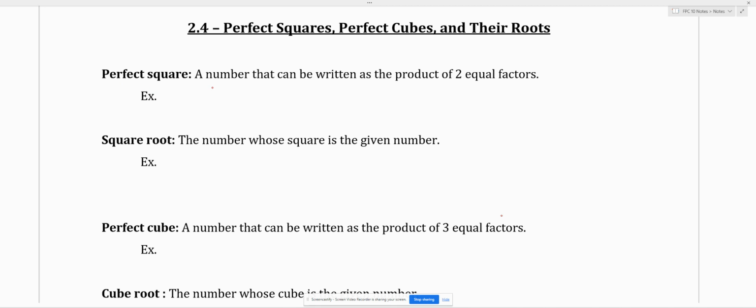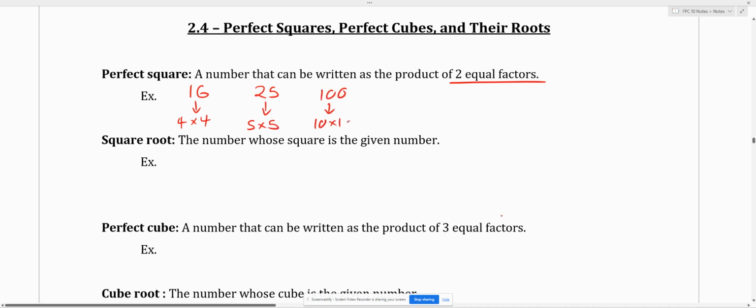So perfect square, remember that is a number that can be written as a product of two equal factors, two of the same number being multiplied. So 16 is considered a perfect square. Why? Because we can write it as 4 times 4, the same factor multiplied by itself. Another one would be like 25, because we can write that as 5 times 5. Or 100 is another common one, 10 times 10.